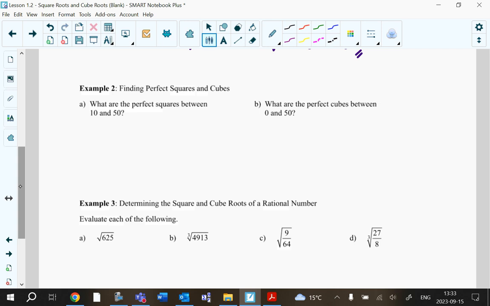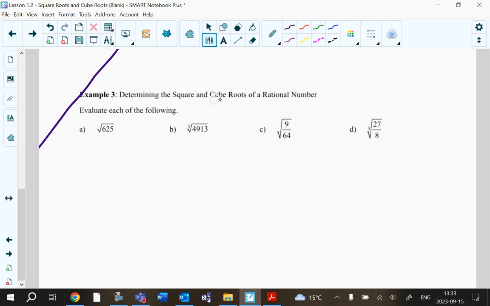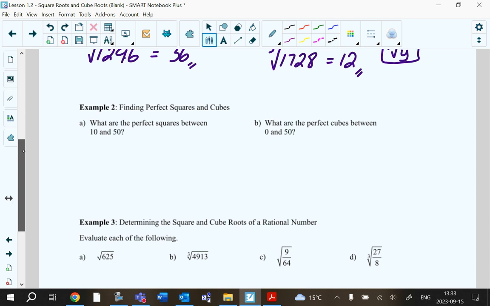Perfect squares. Tell me the perfect squares between 10 and 50. 16, 25, 36, 49, and then we're too big.